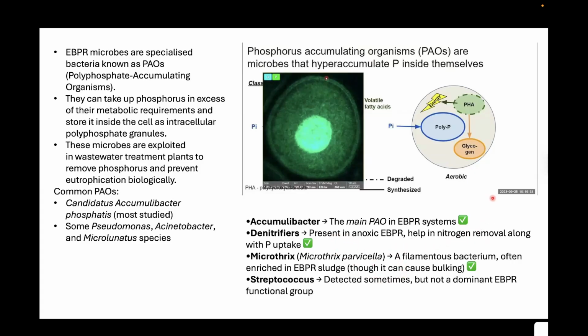Microthrix parvicella is a filamentous bacterium enriched in the EBPR sludge, so it is one of the parts of the EBPR sludge. Streptococcus is detected sometimes but is not a dominant EBPR functional group. So Streptococcus is ruled out just because sometimes it may be detected, but Nitrosomonas is the correct answer, which is a nitrifying bacteria but not an EBPR member.